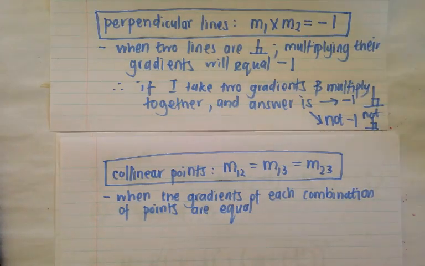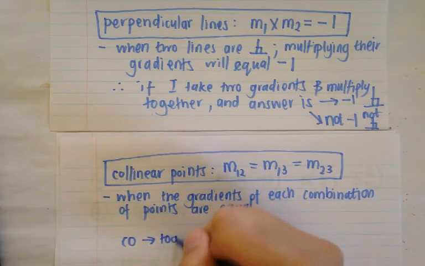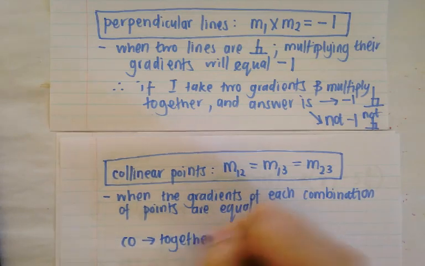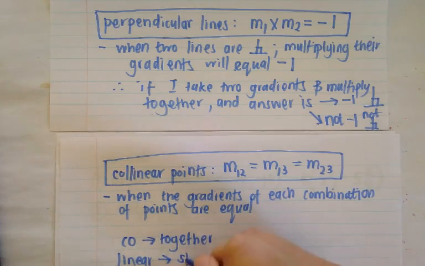Let's look at what collinear means. Co means together, linear means straight line, so together they form a straight line. So if they form a straight line, that means they have to be on the same line and therefore have the same gradients. So co, together, linear, straight line.